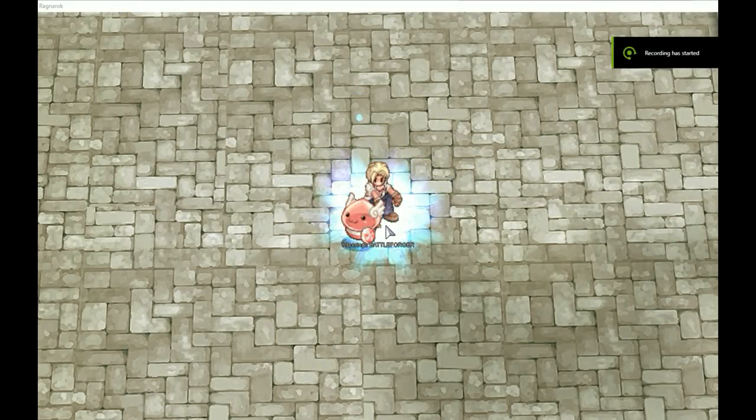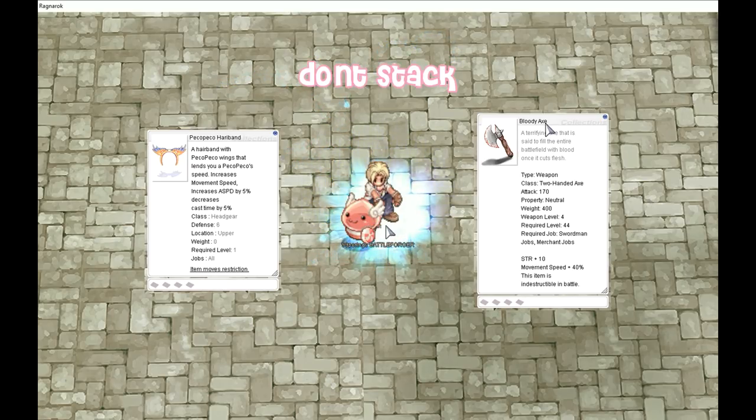So there you have it folks, during the test, we felt that they have the same movement speed bonus. Also, equipping them both will not increase your movement speed further, which means that these two items don't stack.